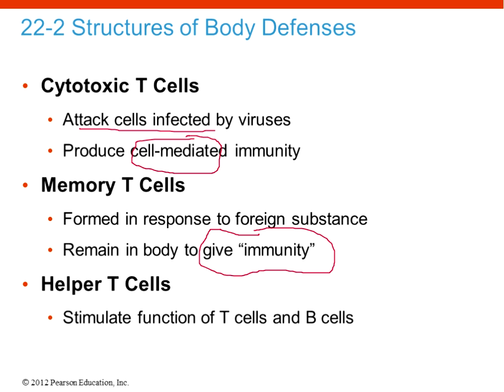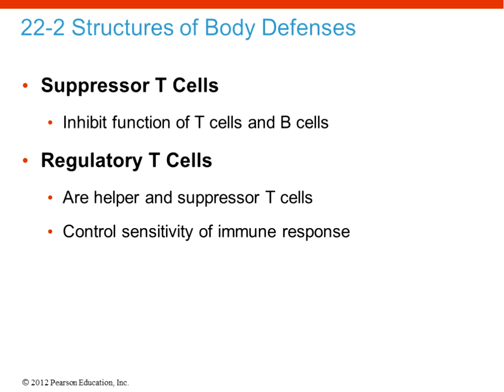We talked about immunity and how our body can remember these things that happen and allow us to attack things a little more efficiently if and when they return. Helper T cells are very important because they help stimulate the function and formation of both T cells and B cells, so they have a contributory effect there. Suppressor T cells inhibit the function of T cells and B cells.